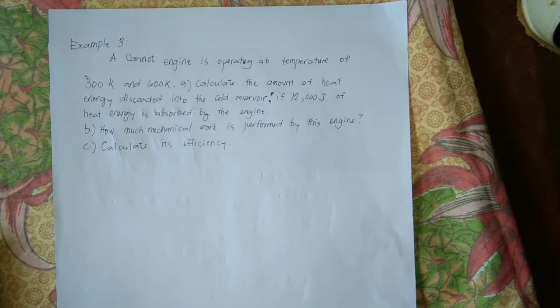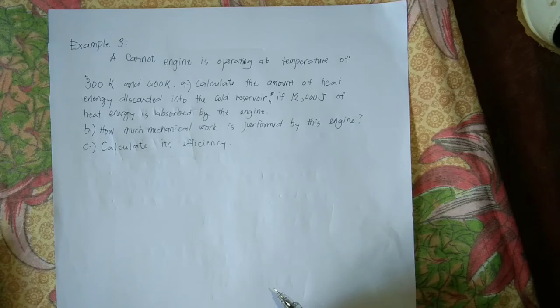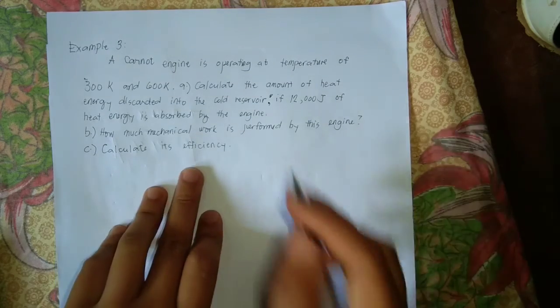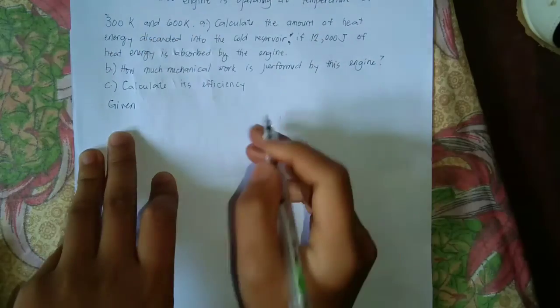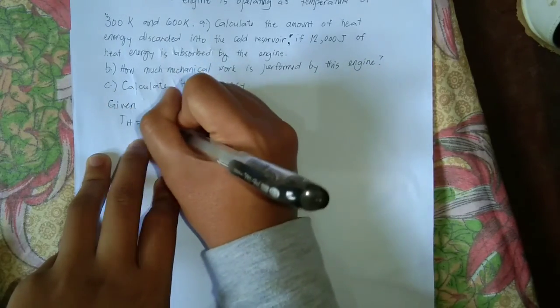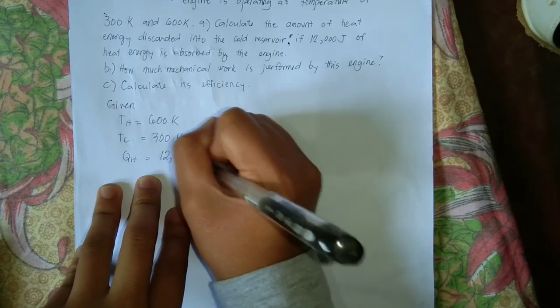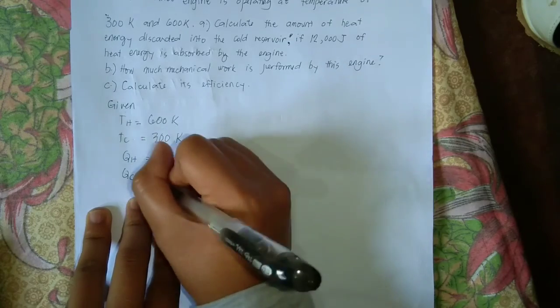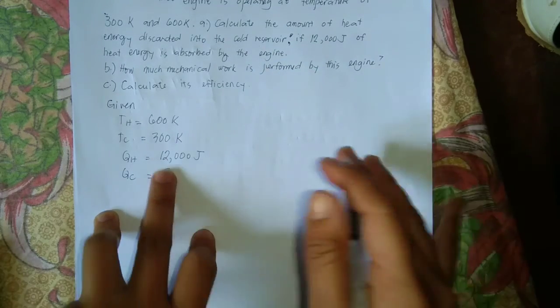So let's proceed to example number 3. This is the last one. A Carnot engine is operating at temperatures of 300 Kelvin and 600 Kelvin. Letter A: calculate the amount of heat energy discarded into the cold reservoir if 12,000 joules of heat energy is absorbed by the engine. Letter B: how much mechanical work is performed by this engine? And letter C: calculate the efficiency of this engine. First, let us identify the given values. TH is 600 Kelvin. TC is equal to 300 Kelvin. QH is equal to 12,000 joules. And we are to find the QC, or the energy discarded into the cold reservoir. This is unknown.